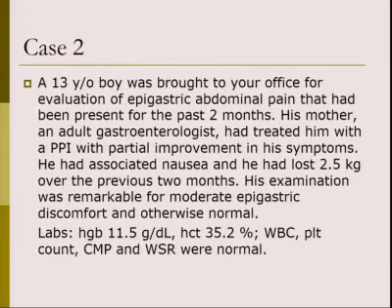So on to case 2. Case 2 is a real case of a 13-year-old boy who is brought to your office for evaluation of epigastric abdominal pain that has been present for the past 2 months. His mother, an adult gastroenterologist, has treated him with a PPI with partial improvement in his symptoms. He has associated nausea and he's lost 2.5 kilograms over the previous 2 months. His examination was remarkable for moderate epigastric discomfort, and his labs are as noted below, which suggests that his hemoglobin is slightly low, but otherwise everything else is normal.